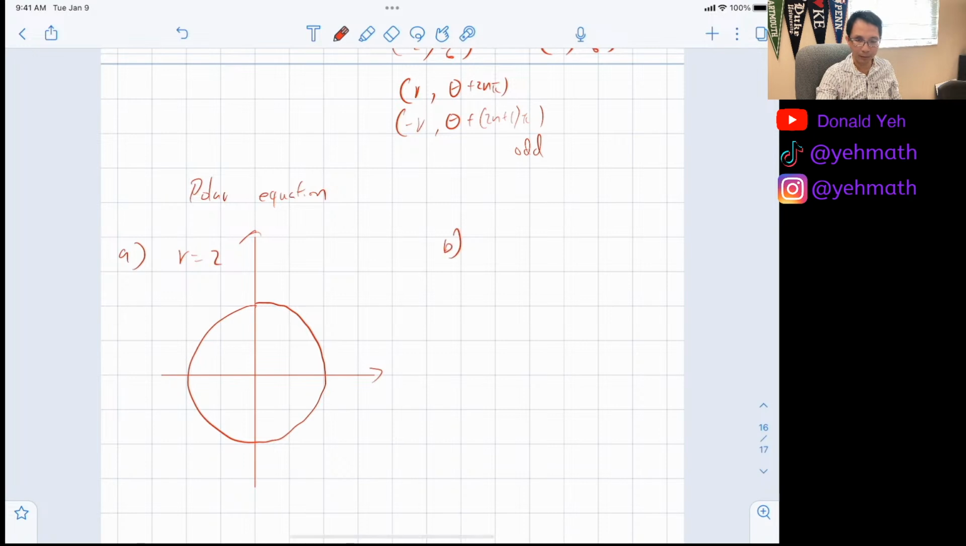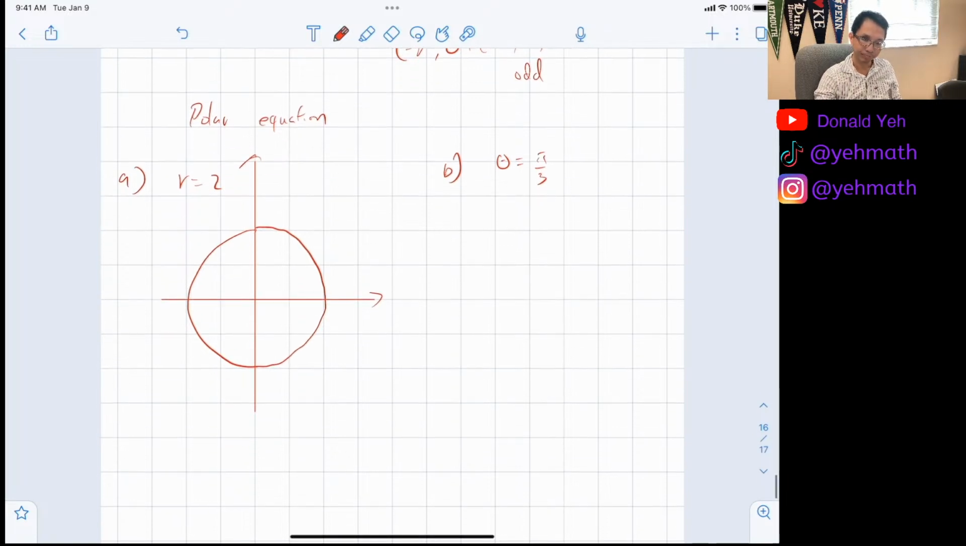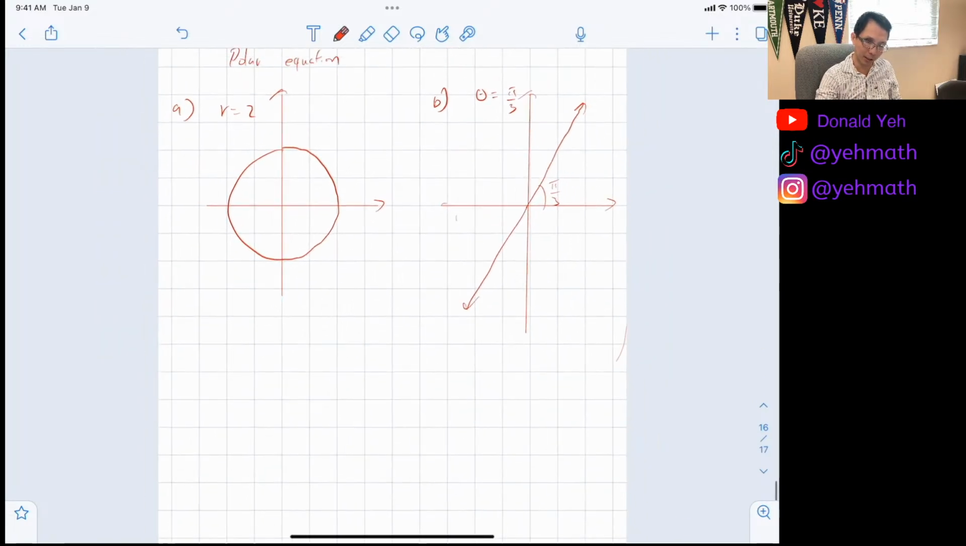So B, how do I graph theta is equal to pi over 3? You just draw a line out from an angle. You are exactly right, actually. So pi over 3. Nice one. So that here is pi over 3. Okay, so these are all easy equations, right? C.